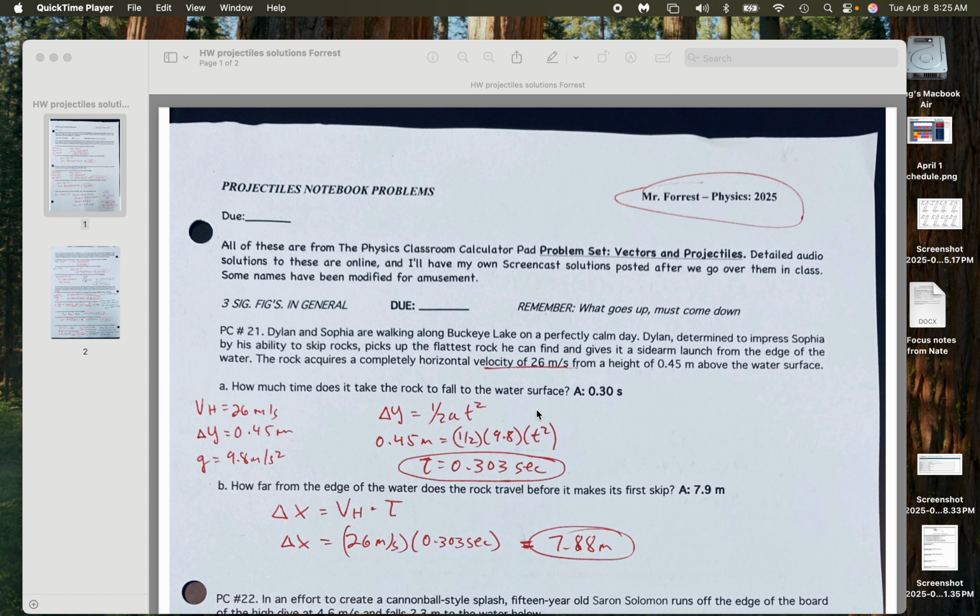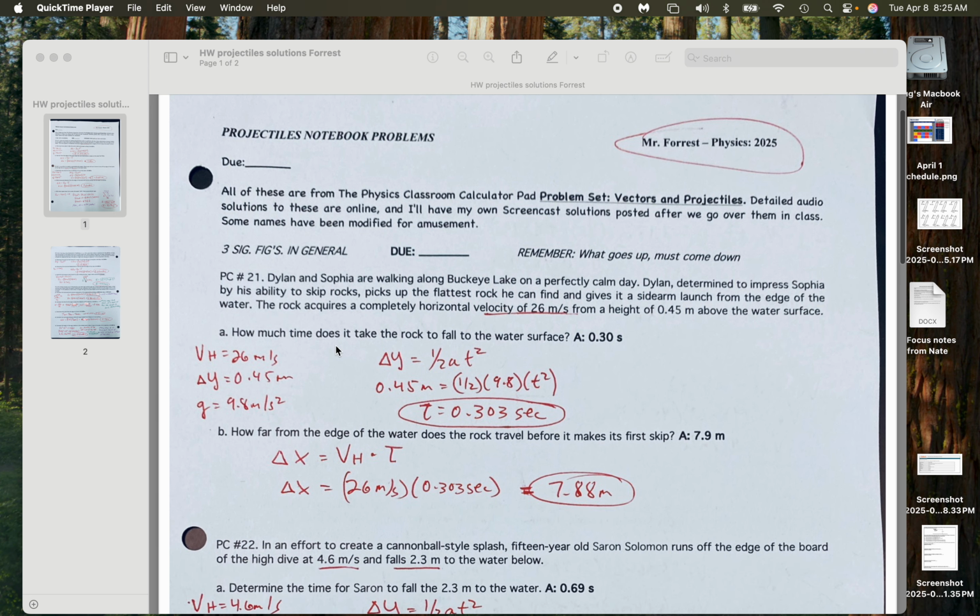My solutions and just brief explanations of my solutions to the projectile homework problems. Hopefully you did pretty well on these since the answers were given. So essentially you can use 9.8 or 10 as your gravitational acceleration. I tend to use 9.8.